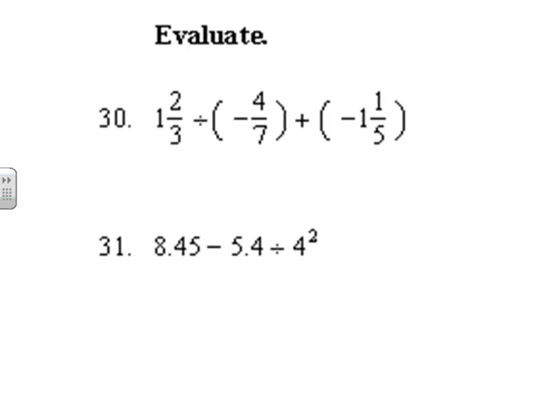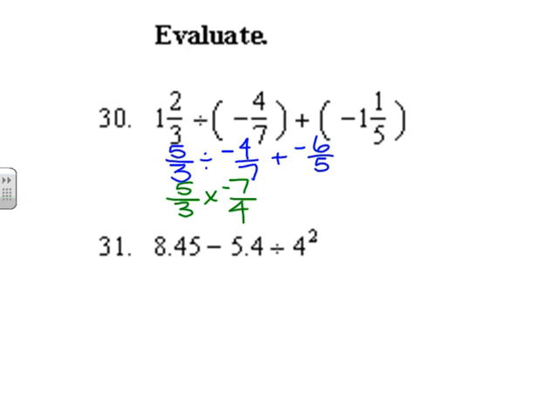Number 30, we have a multi-step problem that we need to evaluate, so we need to follow order of operations. We are going to rewrite the mixed numbers as improper fractions to make it easier to deal with. So we've got 5/3 divided by -4/7 plus -6/5. When we're dividing, we need to keep our first fraction, change it to multiplication, and multiply by the reciprocal. So we're going to flip it over and make it -7/4 and bring down the rest.